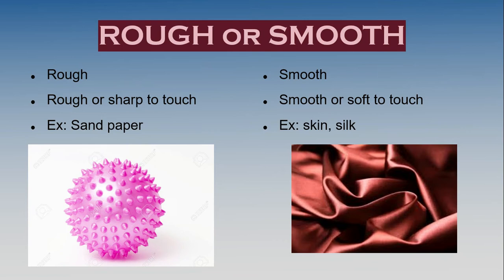As you can see, in a rough material, the example is sandpaper, as I have given in the picture. You will feel uneasy when you touch this ball. You will feel something itchy. This is rough material. And skin and zinc are all smooth. As you can see, this is silk cloth, and you can see it is so smooth that when you touch it, you will feel so easy and so soft. So these are the differences between soft and rough materials.